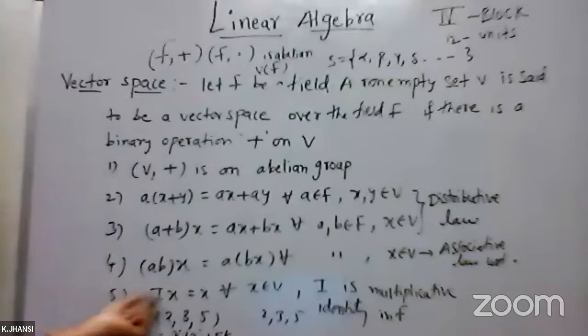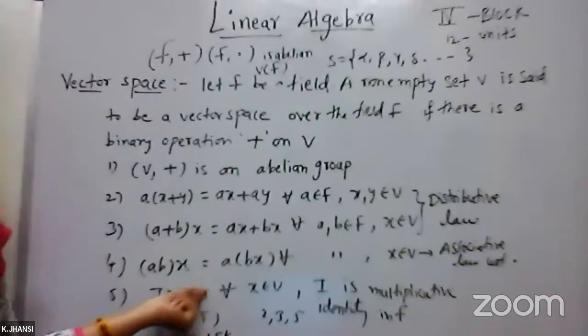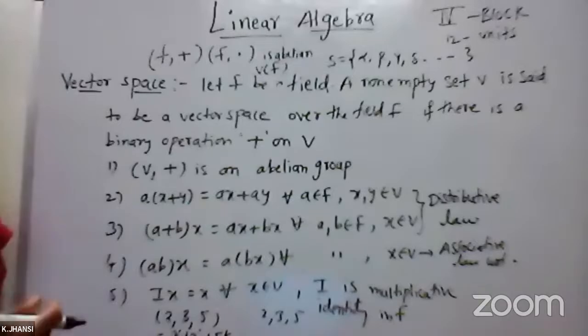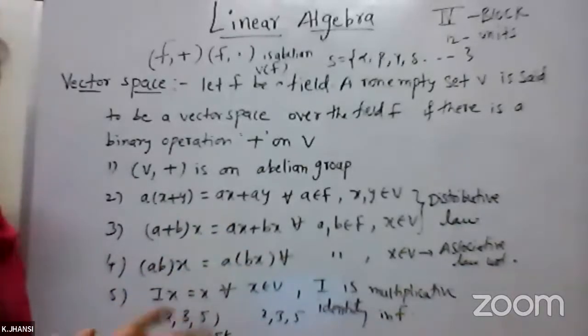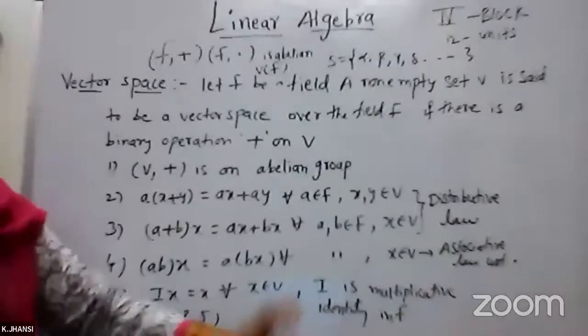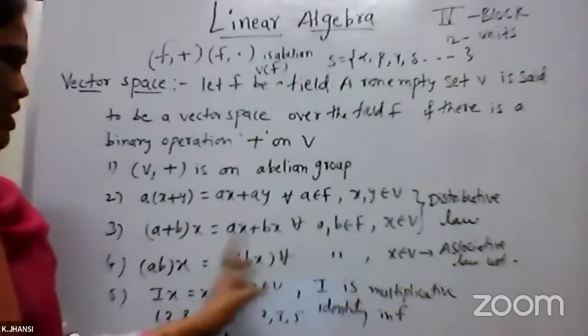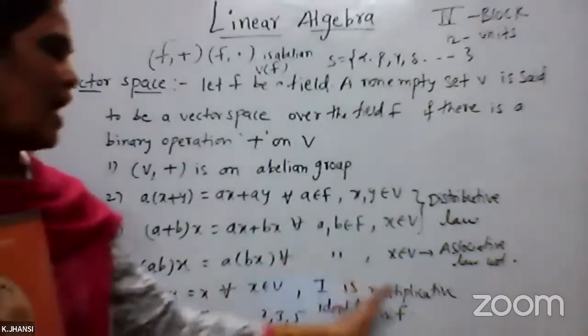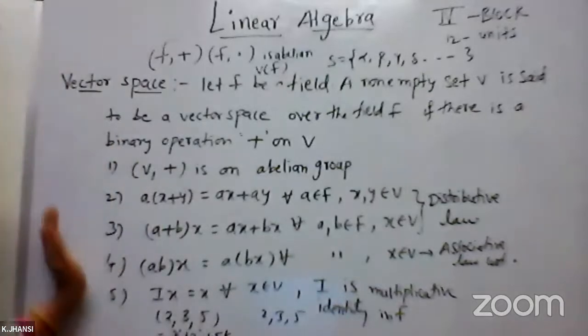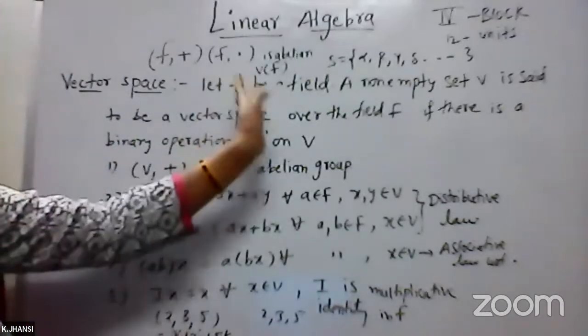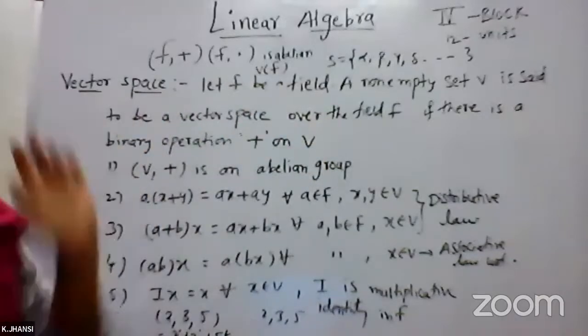And the last, fifth one is I into x equals x. Here the identity element we take is the multiplicative identity. So one is the multiplicative identity, no? So 1 into x: any element, if you multiply it with 1, you will get the same element. So here also I into x equals x for all x belonging to V. For all x values belonging to the set of vectors, Ix equals x, where I is the multiplicative identity in the field of scalars. If these 5 properties are satisfied by V of F, then it is called a vector space.